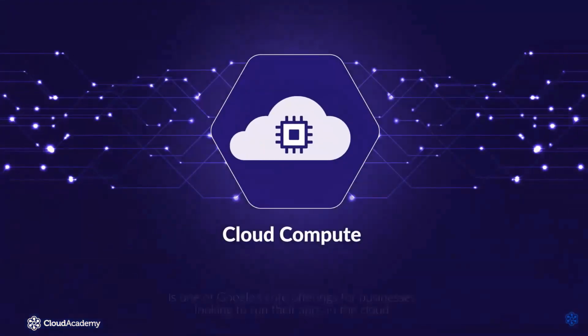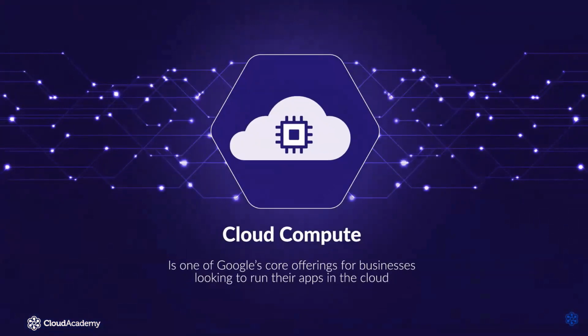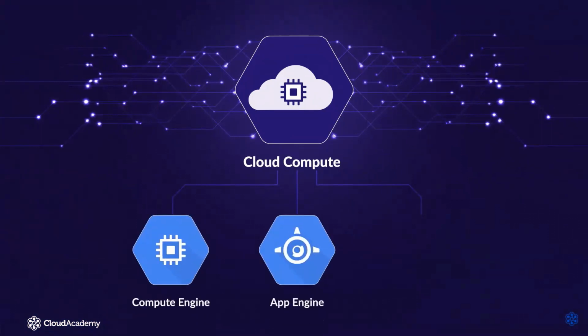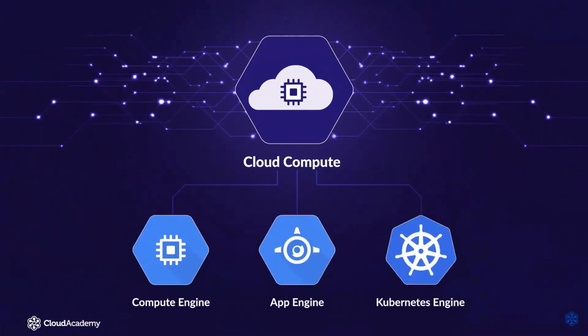Cloud compute is one of Google's core offerings for businesses looking to run their apps in the cloud. It's your foundation, the hardware and CPU cycles needed to actually run your software. Now, under the compute umbrella are a few different specific services and configuration options and products. For our purposes, though, we are going to focus on three main offerings: Compute Engine, App Engine, and Kubernetes Engine. And we'll briefly mention Cloud Functions and Cloud Run.